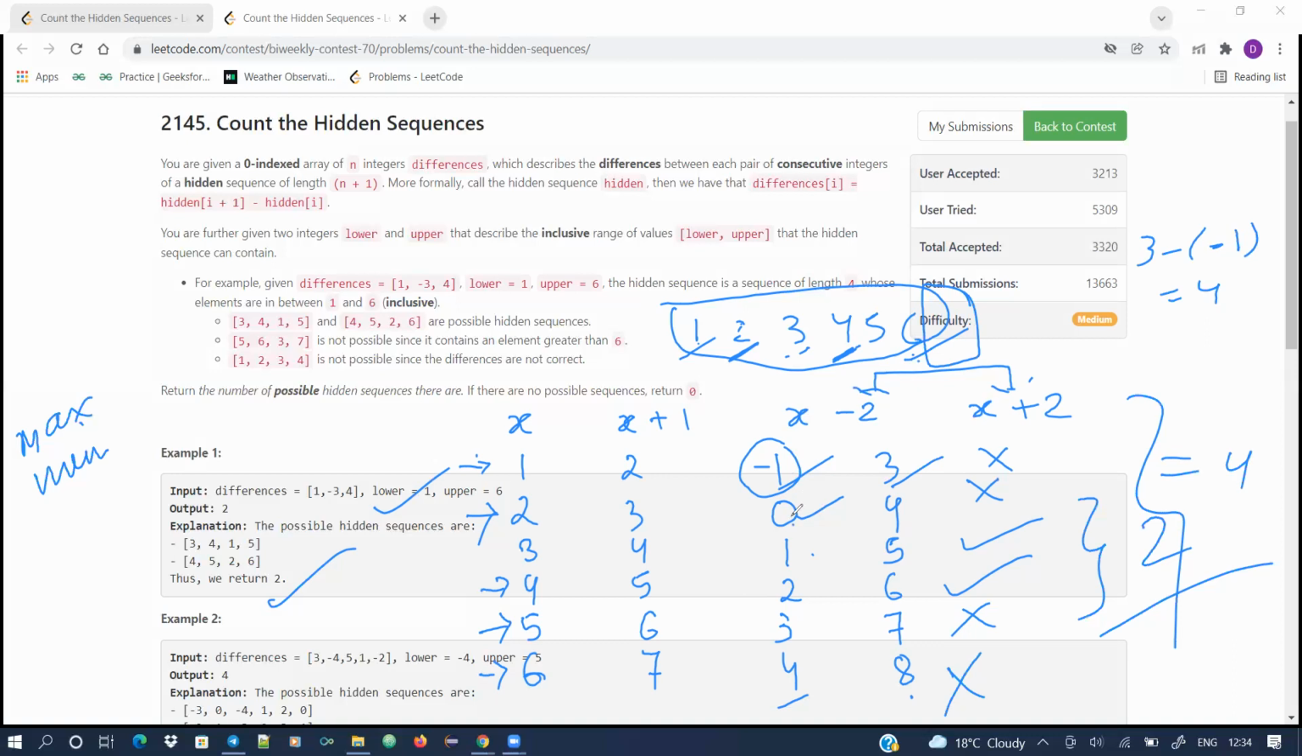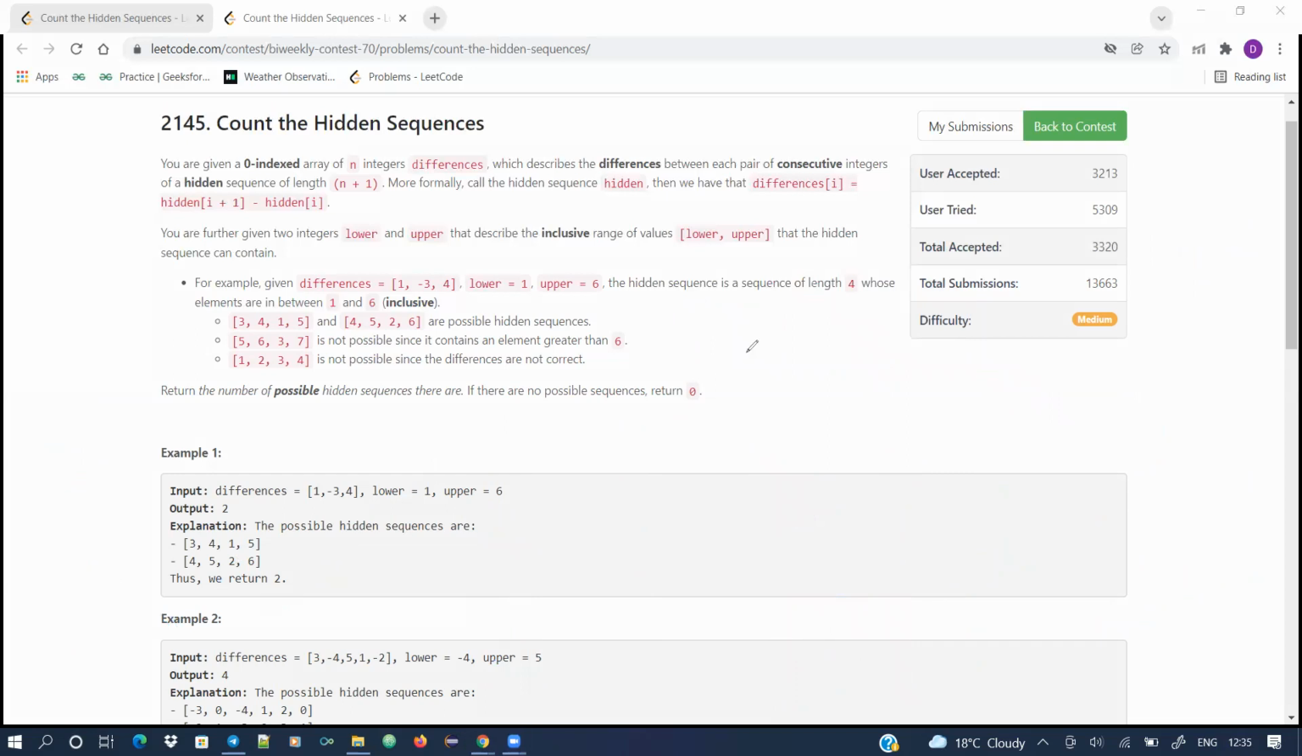Now 4 minus 0 is 4. 5 minus 1 is 4. 6 minus 2 is 4. 7 minus 3 is 4. 8 minus 4 is 4. So you are seeing that maximum minus minimum is constant, isn't it? This we could observe. So what are the observations we have made? That starting point can be anything, and max minus minimum is constant.